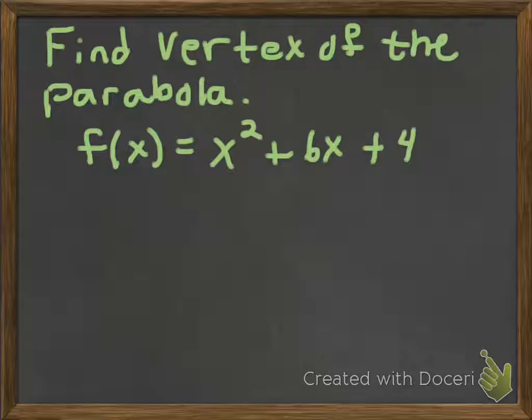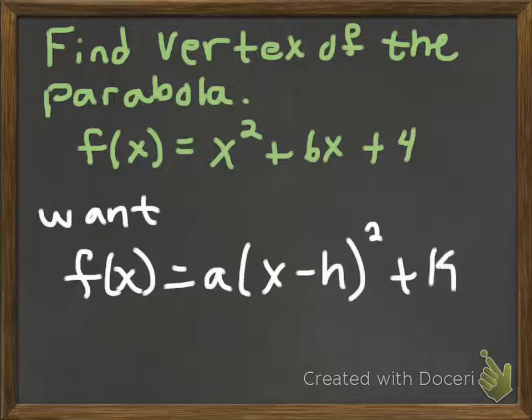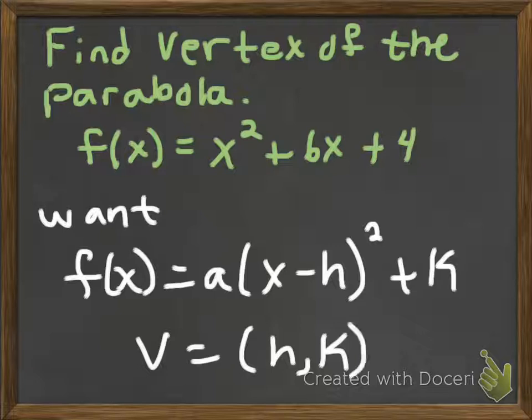So I've got a function f of x equals x squared plus 6x plus 4. And let's write down what it is that we want. What it's asking for is to find the vertex. So we want something that looks like f of x is equal to a times x minus h squared plus k. This is that standard form of a parabola. This is the form that's going to give us what we wanted, the vertex, which would be written as h comma k. So this is what we want to find.